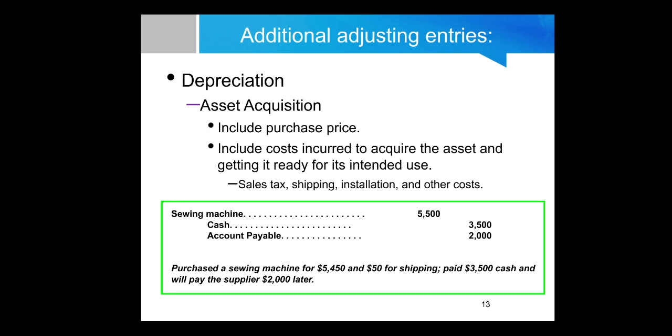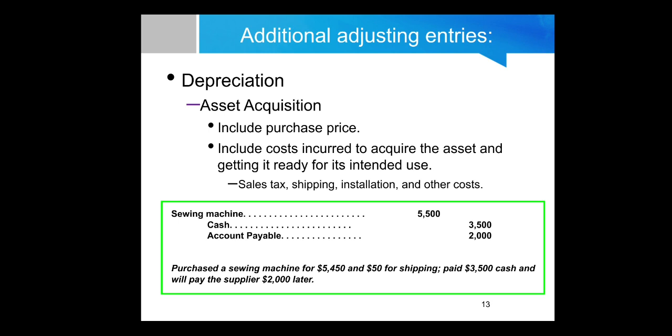And the situation here is the business will pay the supplier of the sewing machine $2,000 later. It means that the business owes $2,000 to the supplier. It is a liability. In accounting, when a business owes some amount to a supplier, you have to record it in a liability account called accounts payable. So that's why you see here in the journal entry, you have to credit accounts payable $2,000.